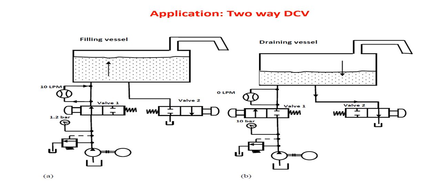So let us consider a few applications of direction control valves. This particular diagram indicates how exactly a two-way direction control valve is used to fill the vessel and drain the vessel of an overhead tank. You can see this is a pump which supplies the fluid. This is a pressure relief valve. Then there is a 2 by 2 direction control valve. This is actually the actuated position of this valve. Normally it is closed. So this is in an actuated position.